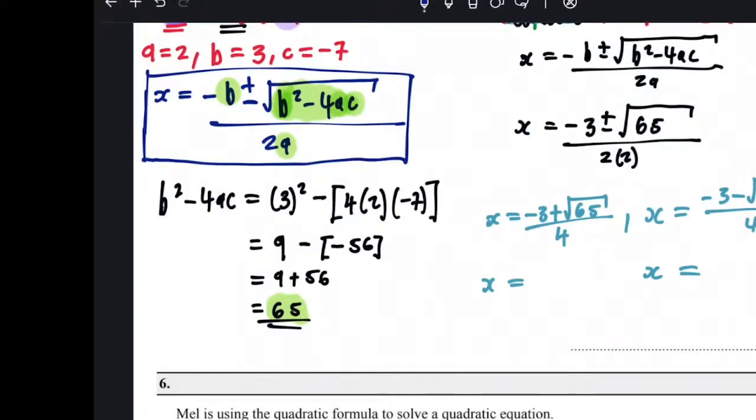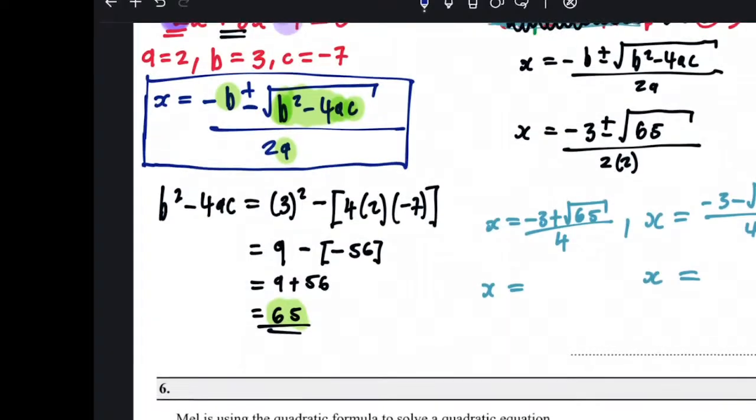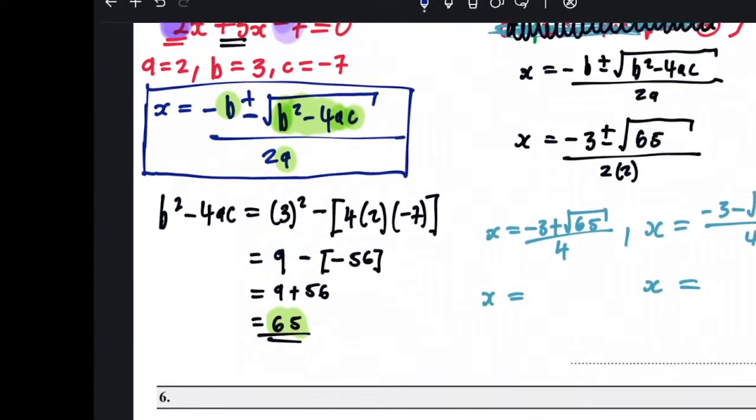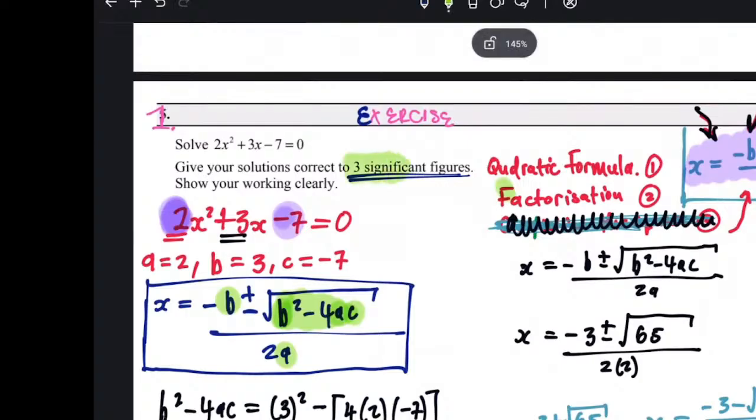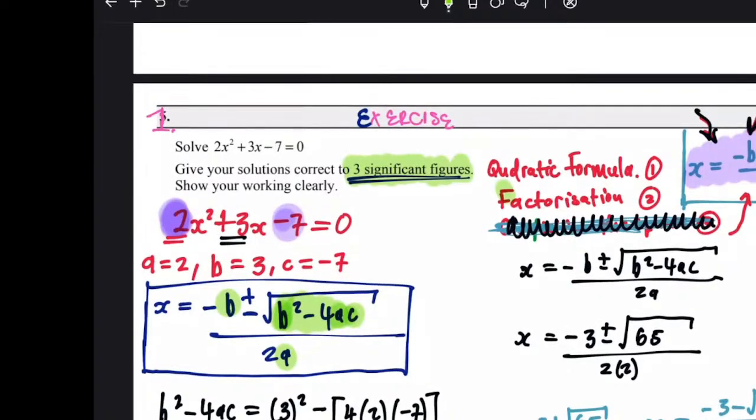1.266. They said correct to 3 significant figures. So for this one, you didn't even have to try to see if factorization works. The moment you see them say correct to 3 significant figures, it means the answers you are going to get have decimals. And if the answers you're going to get have decimals, that means that factorization doesn't work. Automatically, please quickly write quadratic formula. The moment you see them say to 3 significant figures, quickly write quadratic formula. It's the only one that works there. So to 3 significant figures, that means it's 1.27.